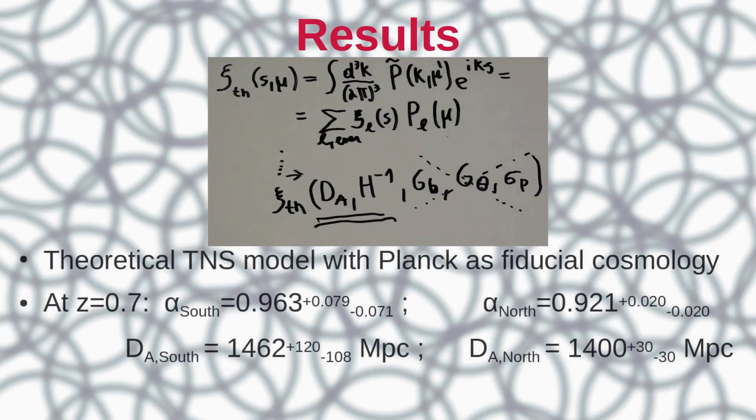Using these templates, we jointly fit the peak location in each footprint and measure the alpha parameters, which in turn allows us to get the angular diameter distances at the mean redshift of our sample, which is about 0.7, for a given fiducial cosmology. We get a dA of 1461 plus minus 110 in the south and a dA of 1400 plus minus 30 in the north.